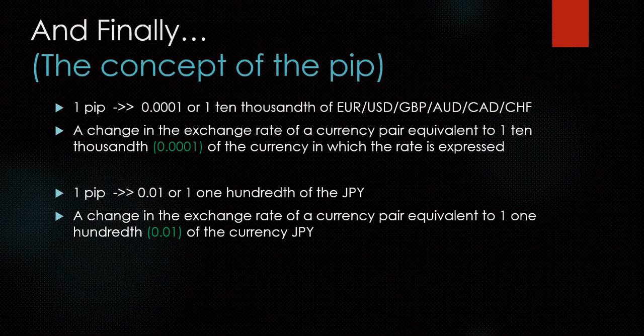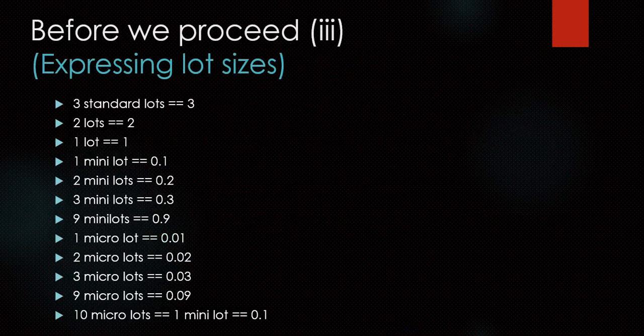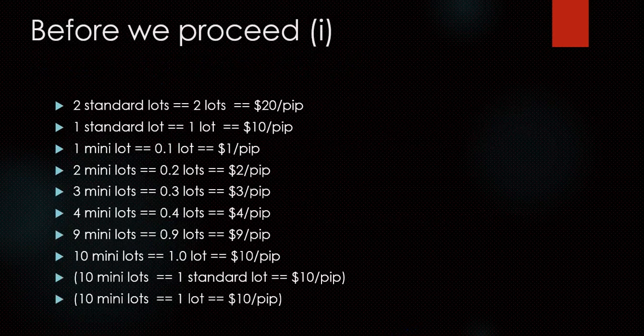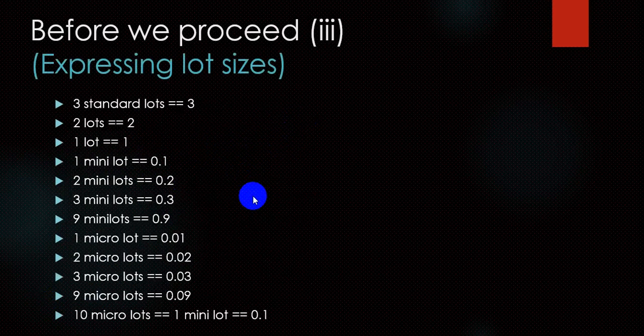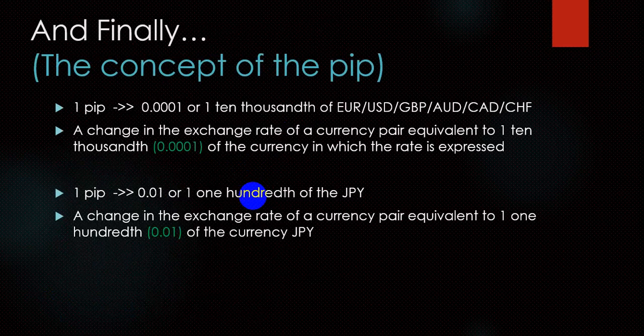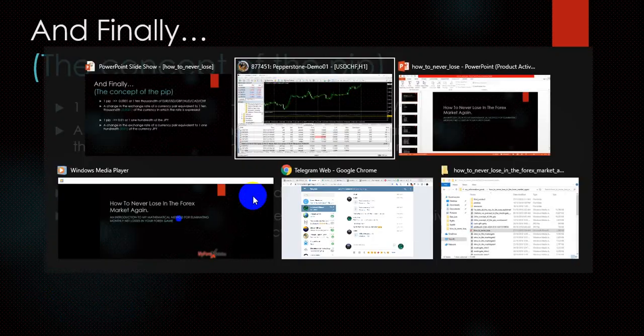So now let's look at the concept of the pip. I mentioned the pip before, and where did I mention it? I mentioned it when I was looking at the money implication of trading different lot sizes. I said, okay, when you're trading 1 standard lot, you stand to gain $10 per pip. When you're trading one mini lot, you stand to gain or lose $1 per pip, and so on and so forth. So what is the pip? Now, to understand that better, let's go straight to the charts.